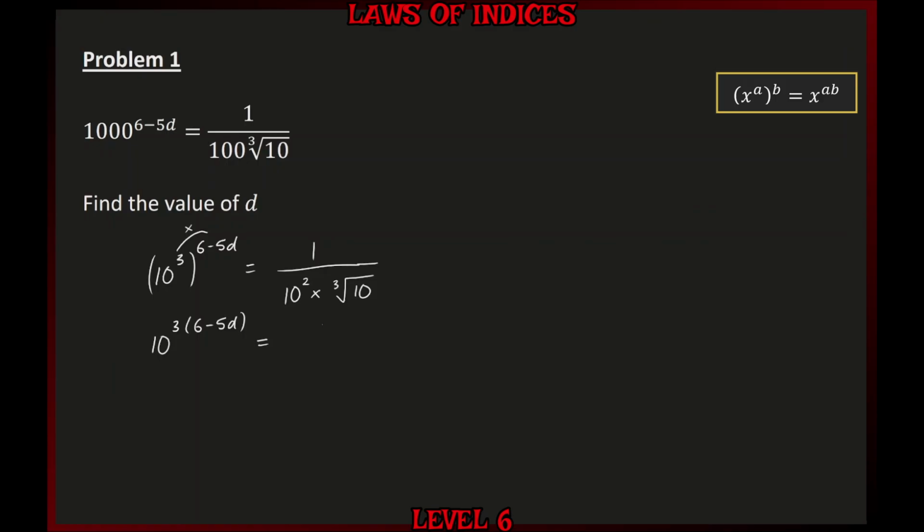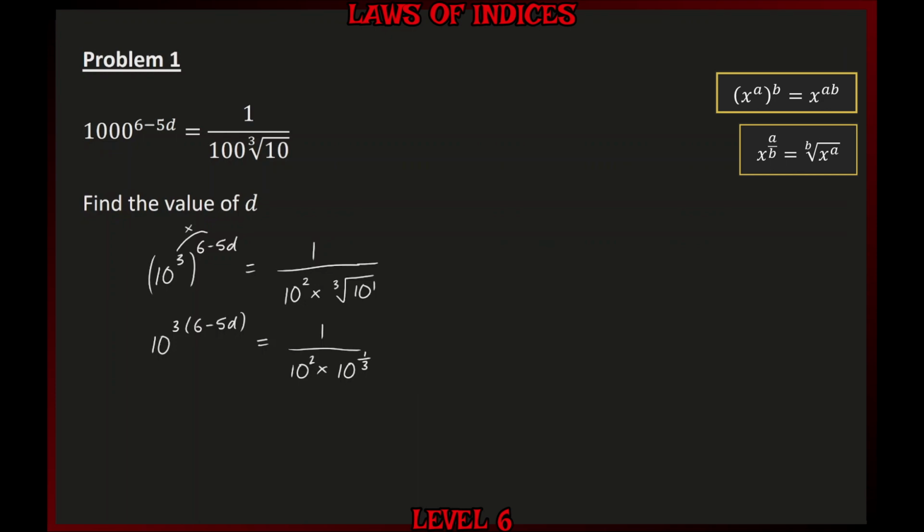Now on the right hand side of the equation, we can see that in our denominator we have the cube root of 10. And this is the same as writing the cube root of 10 to the power of 1. And since 10 has a power and a root on it, we can use this law, which allows us to rewrite it as 10 to the power of 1 over 3, or 10 to the power of a third.